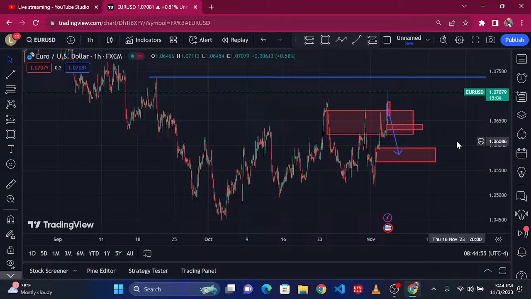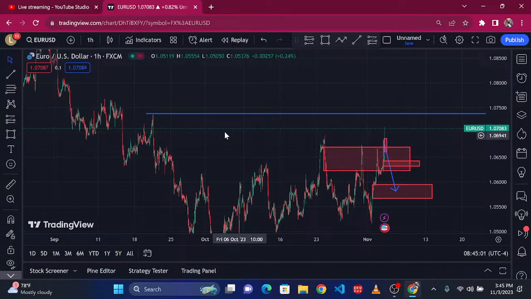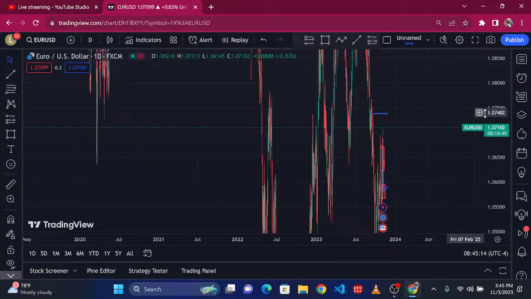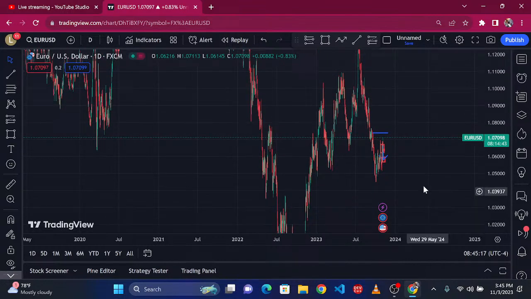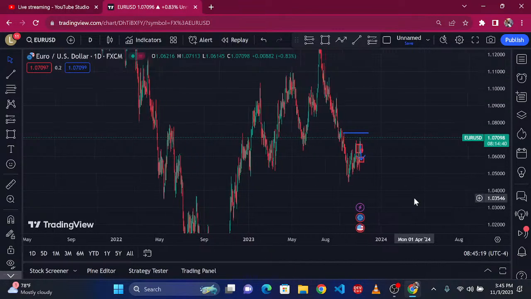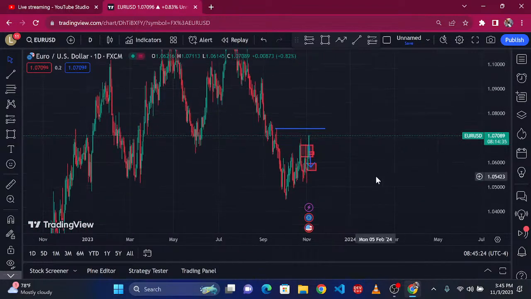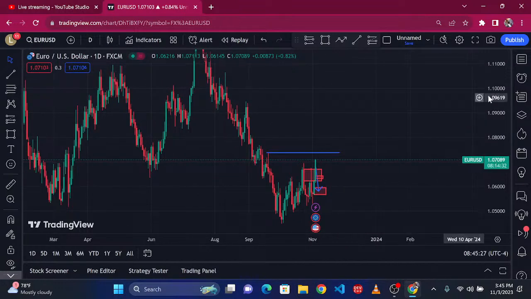Alright. Let's wait for this. It's looking for this high, or these two, both of them. There. Let's give this a wait. If it takes out our stop loss, then we are out.